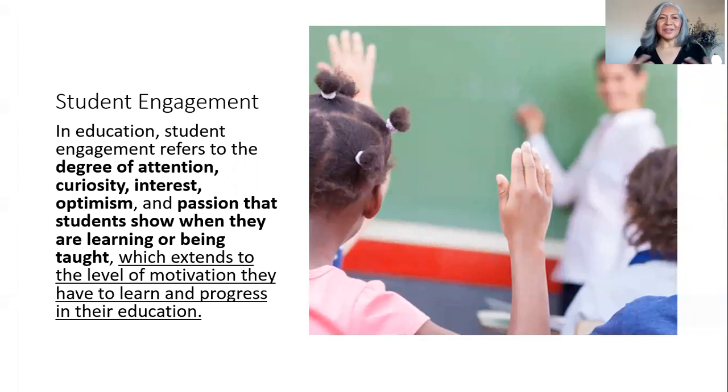As we all know, student engagement is the degree of attention, curiosity, interest, optimism, and passion that the student shows when the teacher is teaching, right? You know this because in the classroom, you know when your students are engaged. You see them participating, you see them answering the questions, they bring their work forward, they're quiet, they're paying attention, they're not disturbing their classmates.